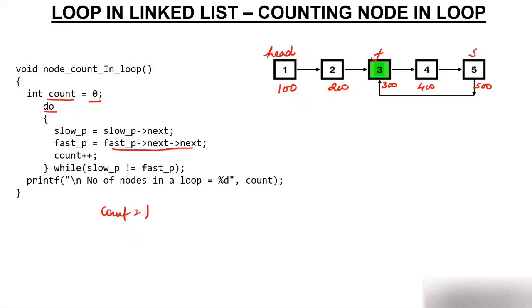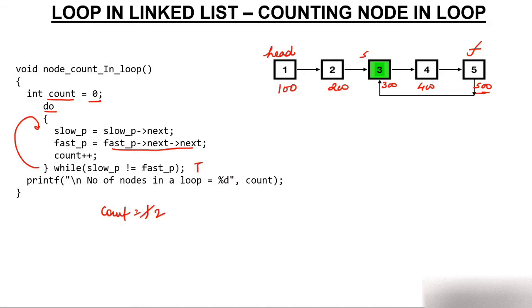Fine. We'll again check, is slow not equal to fast? Yes, slow is 500, fast is 300. The condition becomes true. We'll move again inside. Then we'll increment slow by one step, so slow will come here. And fast by two steps, from this place to this place. So fast will come to this place. And we'll count again. So count becomes 2.